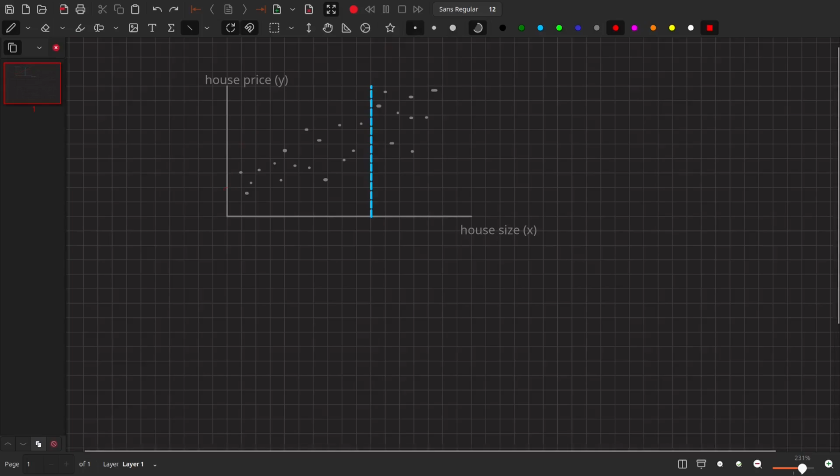But a more elegant solution would be to fit a model on your data and use this model to predict the price of your house. One simple model which could be used for this task is a linear regression, where you simply draw a straight line through the data points. But how should you draw this line?